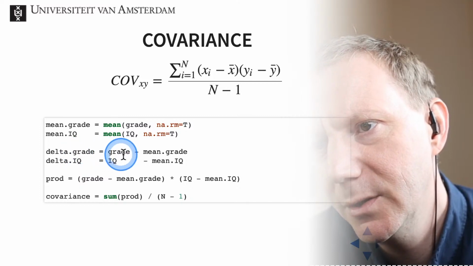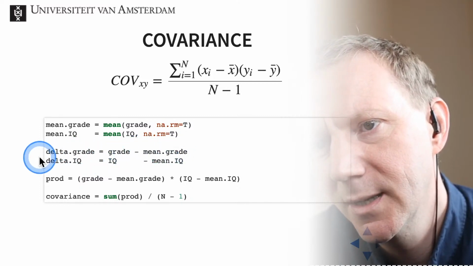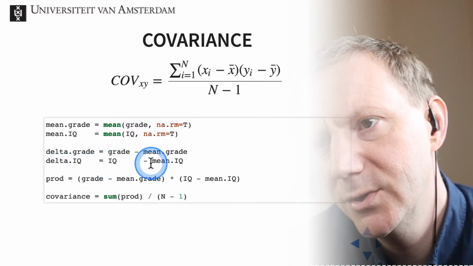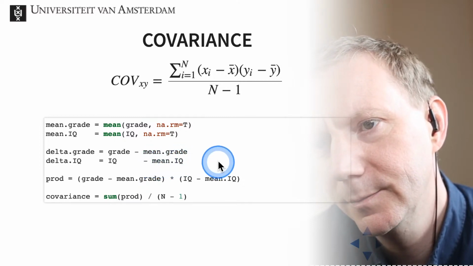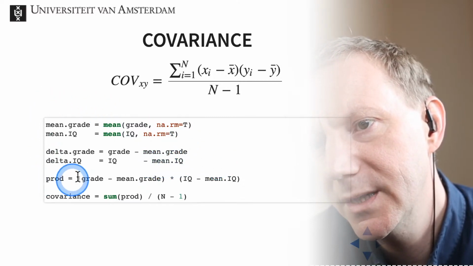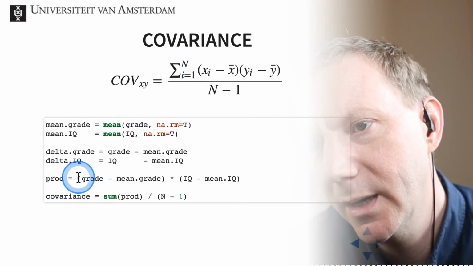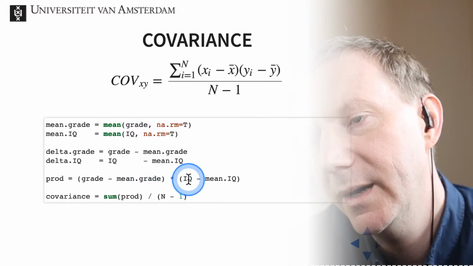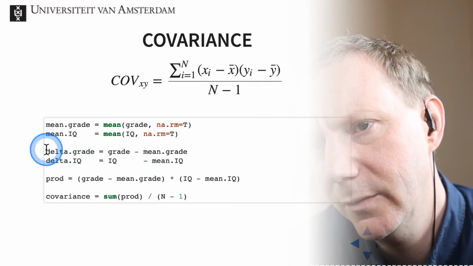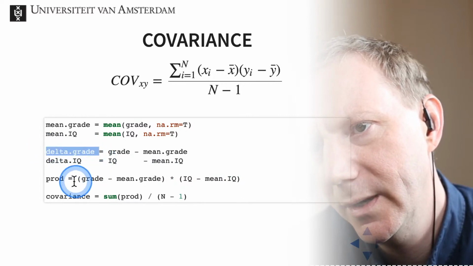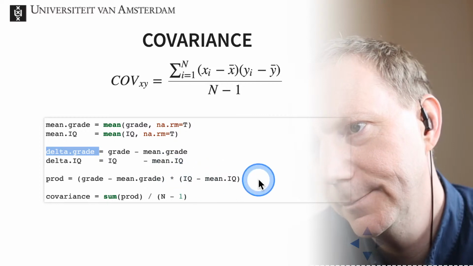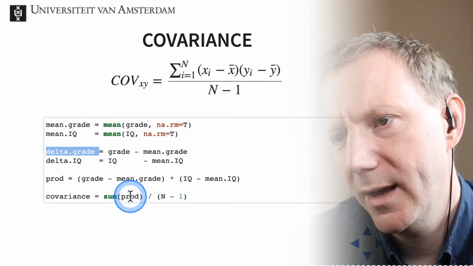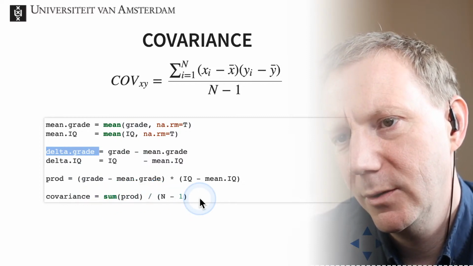So we're looking at the difference in grade, the grade minus the mean of the grades. We're doing the same for IQ. Delta IQ is equal to all the IQ scores minus the mean of IQ. And the product is the multiplication of that difference multiplied by the other difference. So I could have also put delta grade here and delta IQ here, in essence. So if you sum all of that and divide by n minus 1, by the degrees of freedom, you get the covariance.